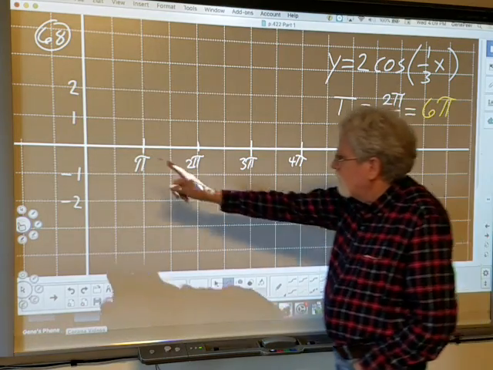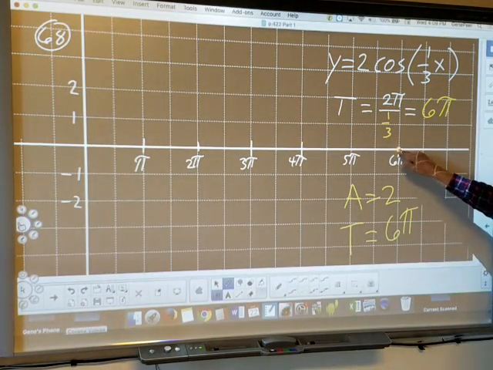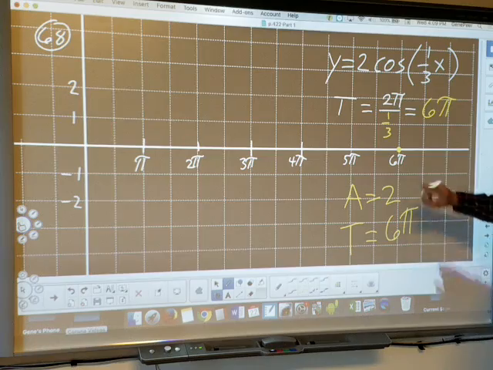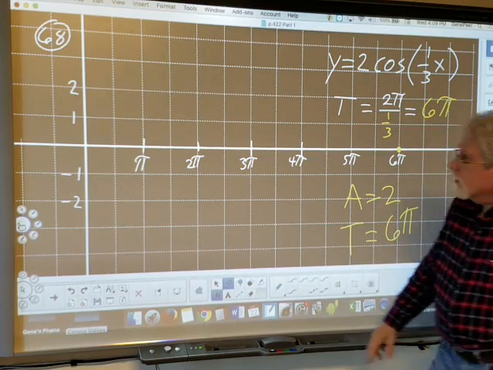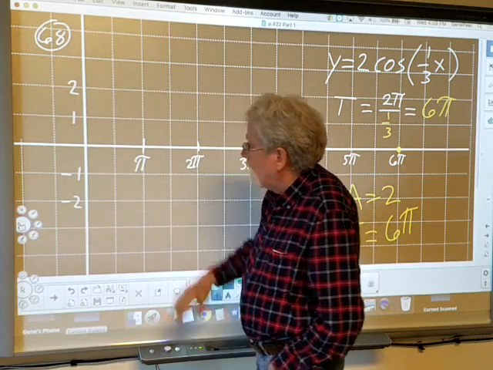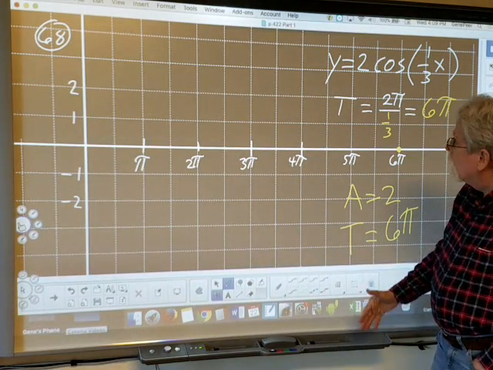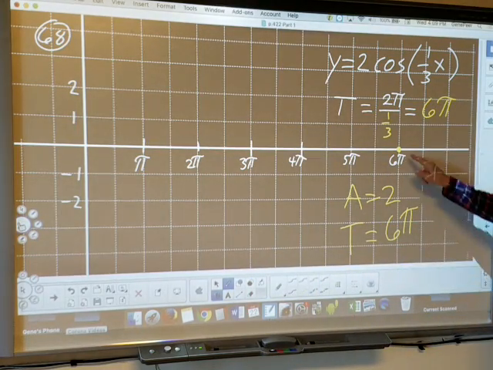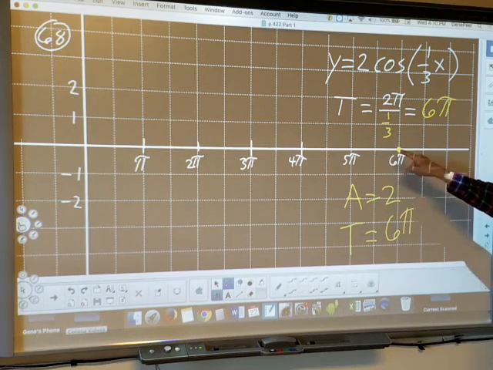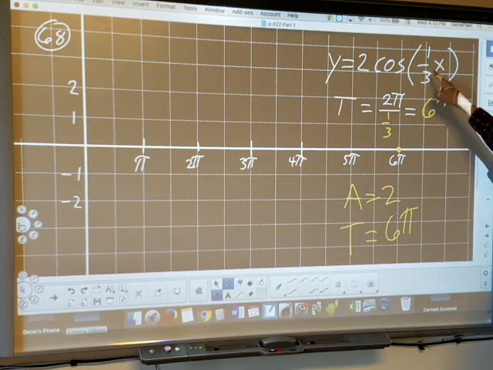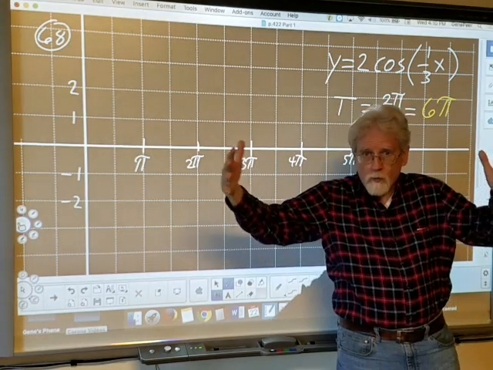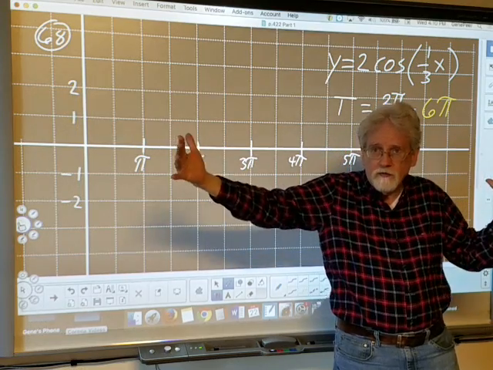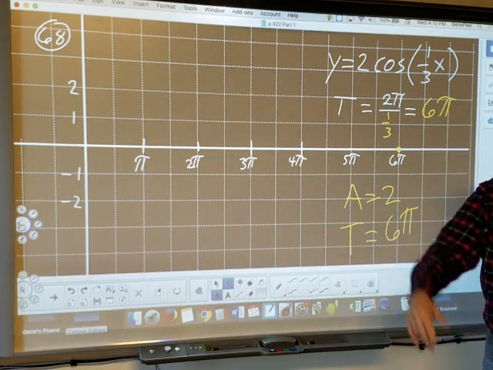So in the space of 6 pi, we will fit in 1 complete cycle of cosine. But wait just a moment, it's 2 times cosine. So we're not going to use 1 and -1 as our maximum and minimum values. We're going to use 2 and -2 as our maximum and minimum values. And we got to get the whole thing in the space of 6 pi. Remember I said earlier, putting a fraction here makes the function get wider. Whole numbers scrunch it, fractions expand it. So it's going to be very wide.